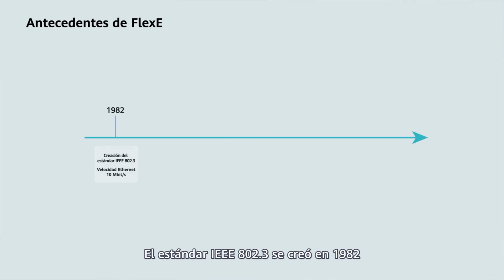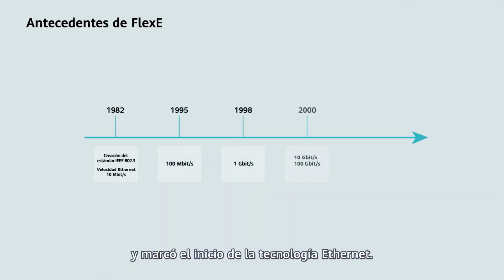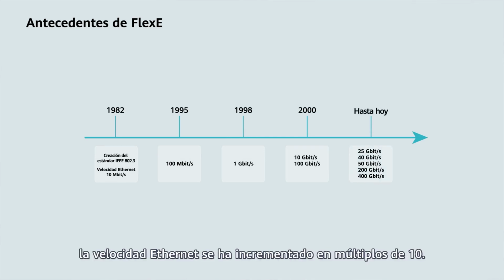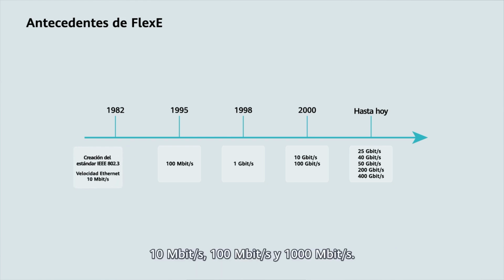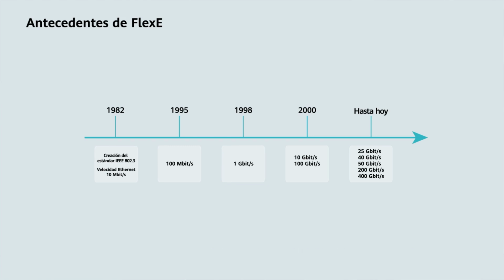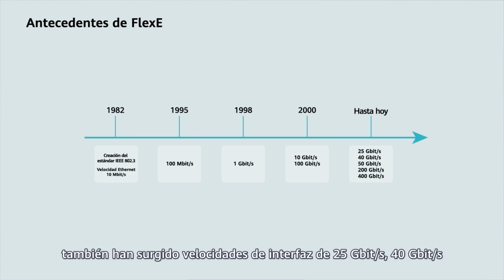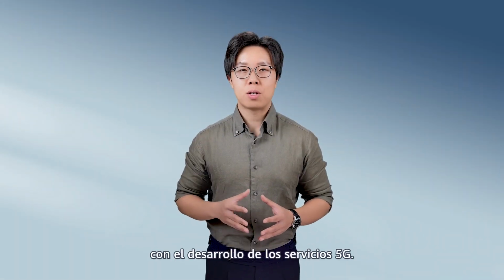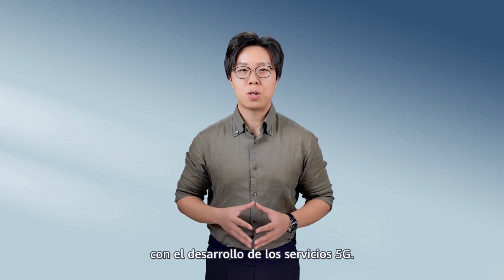The IEEE 802.3 standard emerged in 1982, marking the rise of Ethernet technology. Since then, the Ethernet rate has been increasing in multiples of 10. For example, 10 megabits per second, 100 megabits per second, and 1000 megabits per second. In recent years, interface rates such as 25 gigabits per second, 40 gigabits per second, and 50 gigabits per second have also emerged with the development of 5G services.